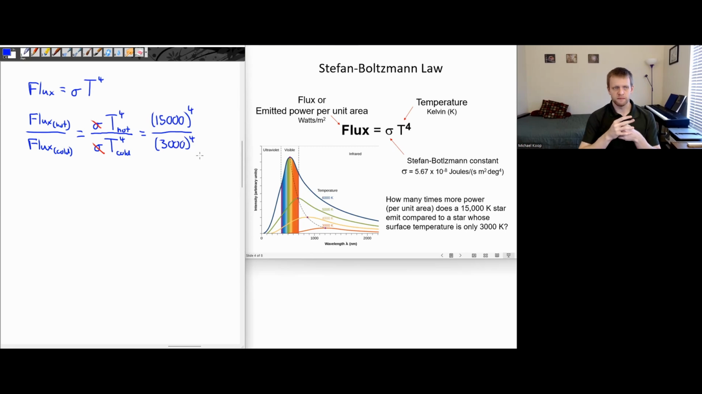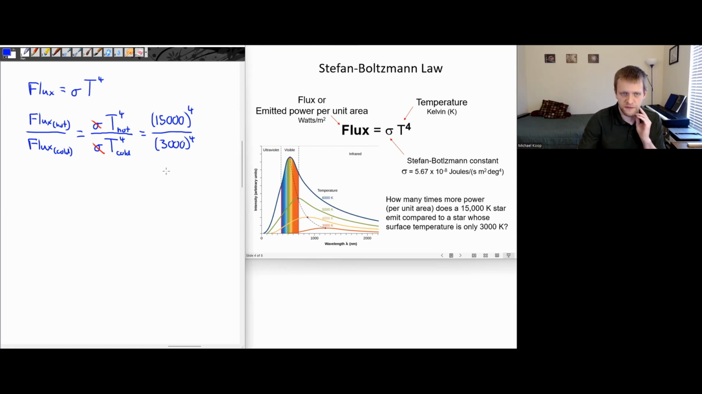Now, at this point, there are a couple of methods that you could potentially use. This is a number. We could calculate what 15,000 to the power of 4 is, and then divide it by 3,000 to the power of 4. But when you take 15,000 to the power of 4, you're going to get a very, very large number that's very cumbersome to write out. It's easy to include too many or too few zeros. Maybe there's a better method.